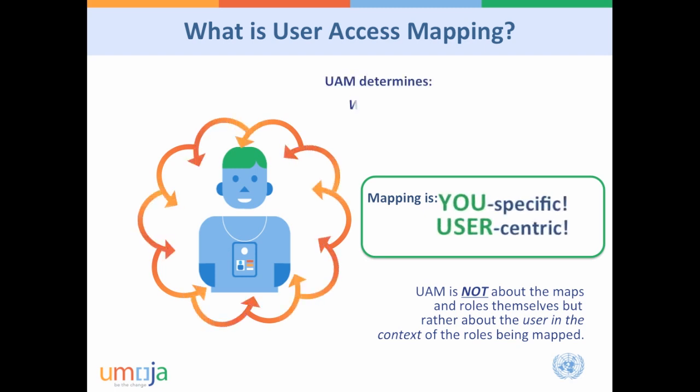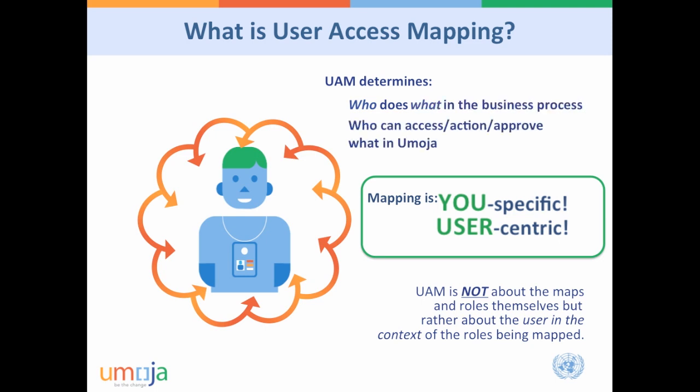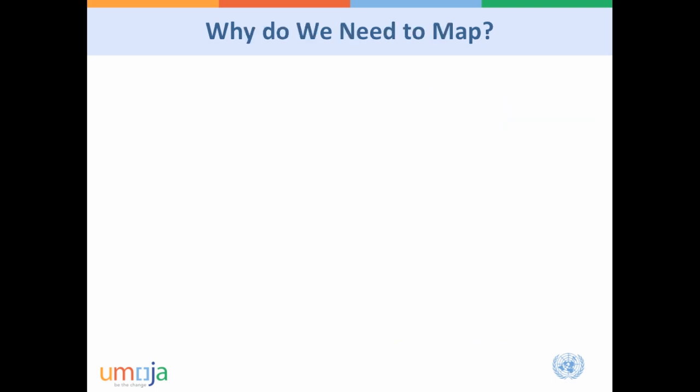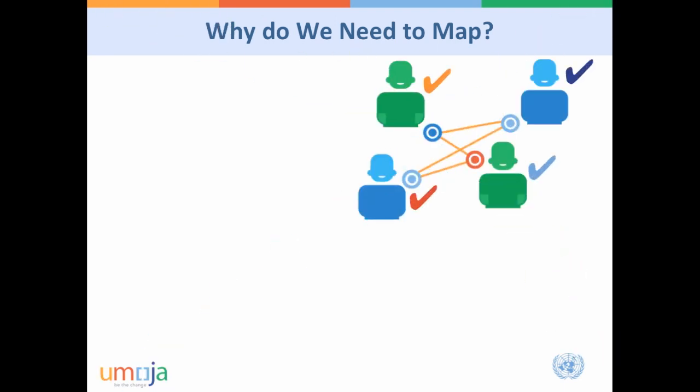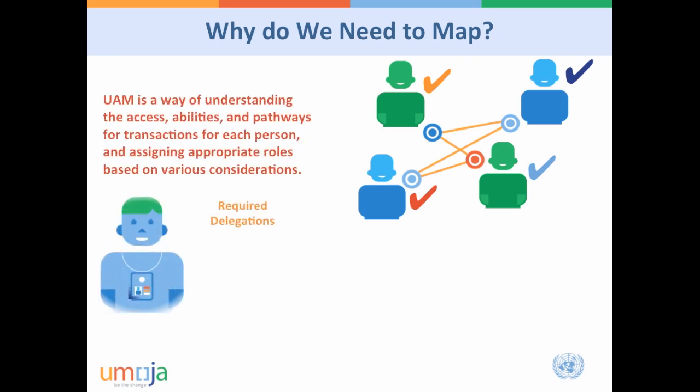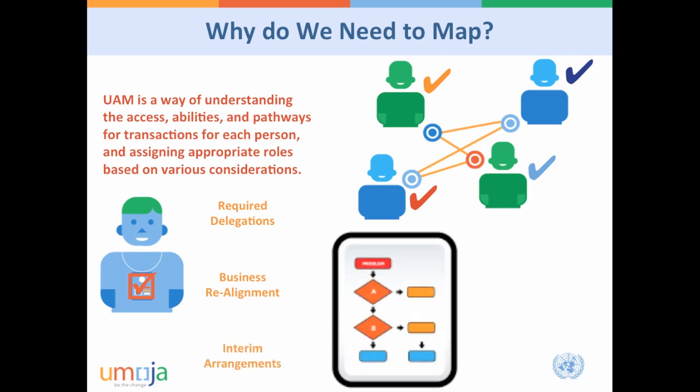UAM determines who does what in the business process and who can access, act on, or approve what in Umoja. Different users have different jobs, so of course they must be able to do different things in Umoja corresponding to their jobs. UAM assigns roles to the appropriate users based on various considerations, including guiding principles, such as the required delegations for roles, and business realignment models and interim arrangements, if any.